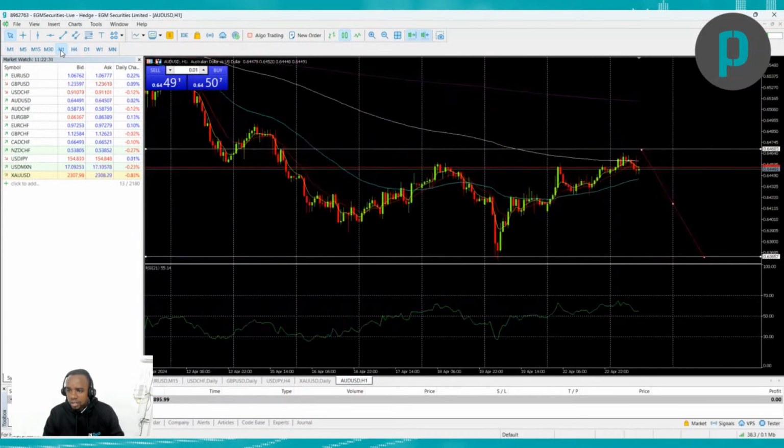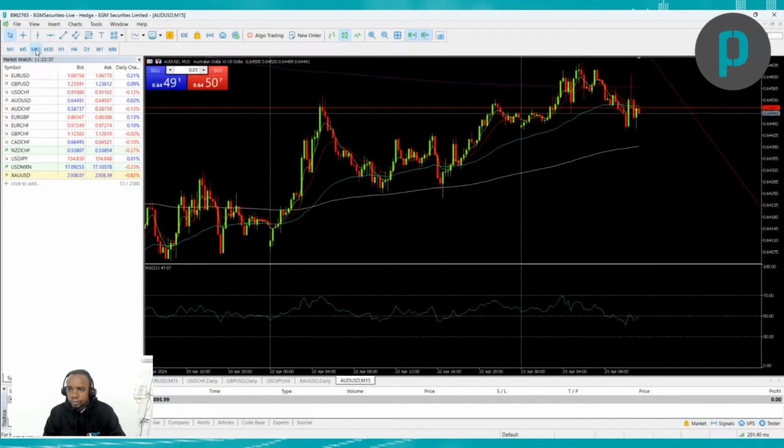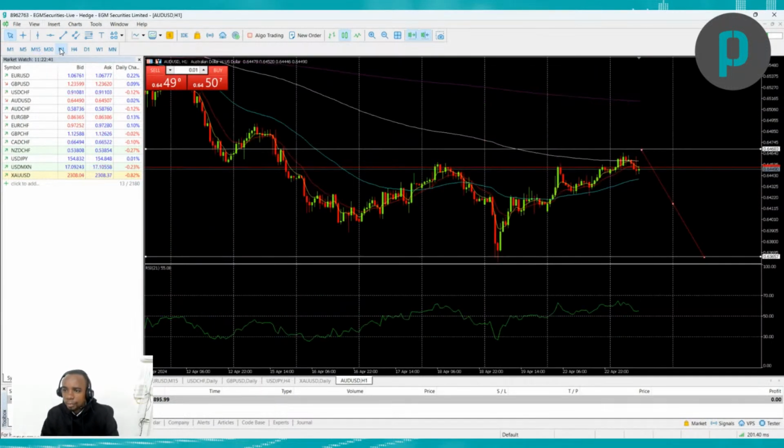So let's look at H1. Let's look at M15. Yeah, I would really want to see a push to 64.68. That would be an interesting area to go short on AUD USD. We know that we need to look at the cousin NZD USD, so I need to add NZD USD.